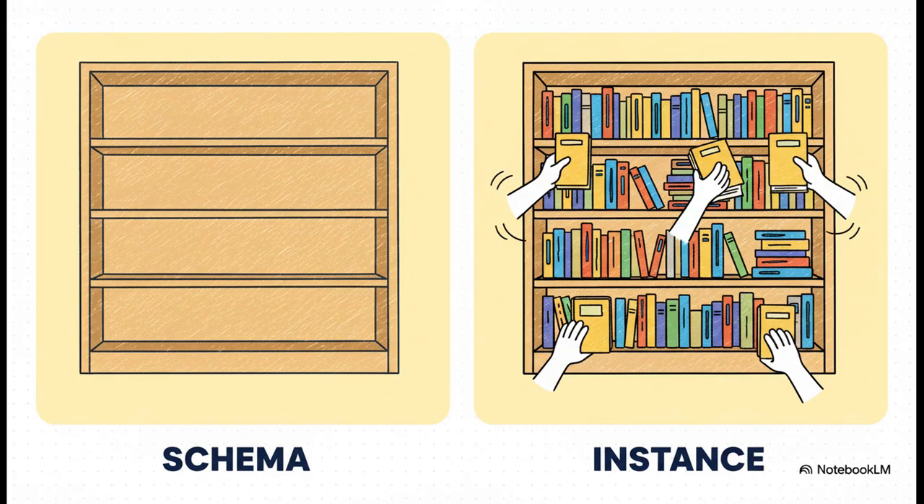Now, this is a really important idea to wrap your head around. The difference between the plan and the reality. The schema, that's the permanent blueprint. It's like an empty library with all its shelves perfectly labeled and organized. It's stable, it doesn't change. The instance, on the other hand, well, that's the actual collection of books on those shelves right now. It's the live data, and it's changing all the time.